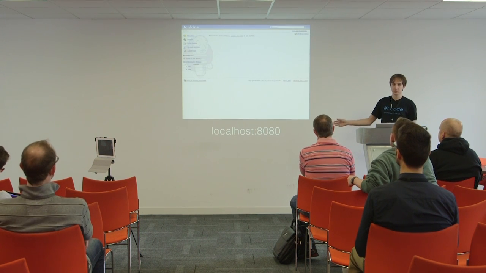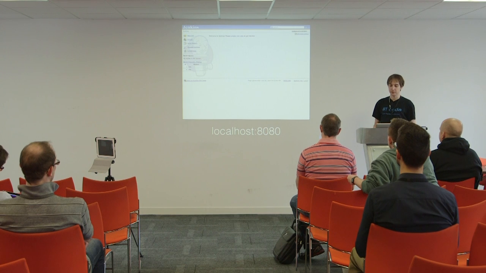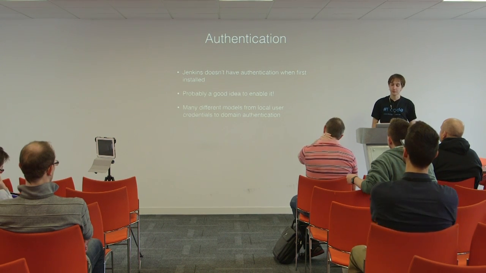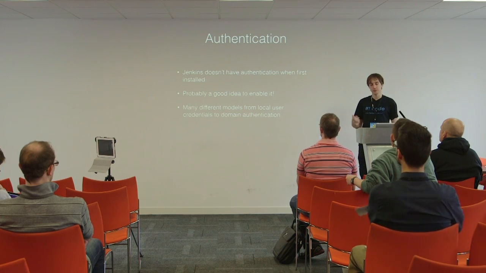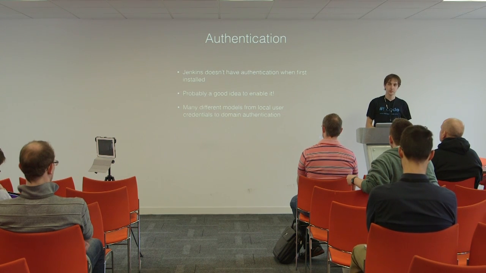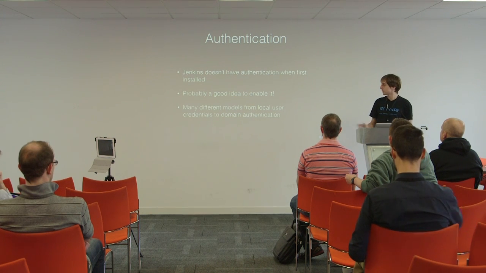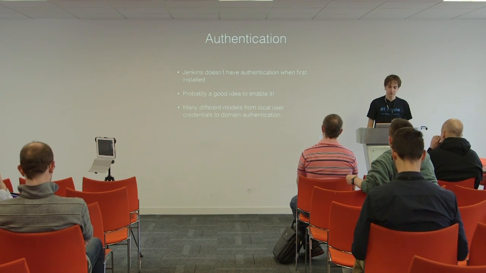So if you go to localhost and port 8080, you'll see a Jenkins build with not much in it. So the starters, authentication. It doesn't come with authentication. So if it's available to the outside world, anyone can do anything with it. So it's probably a good idea to secure it in some way. And there's all sorts of different ways of doing that, even from local user groups to domain authentication if you've got that running in your business.